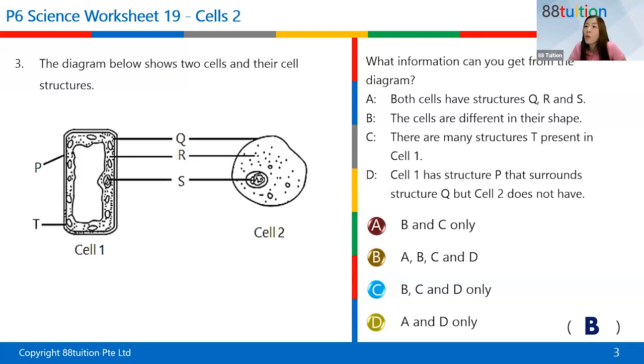This is question 3. Some of you actually got this wrong. If you look, both cells have structures Q, R, and S. Correct or not? So what is Q? Q is actually the cell membrane. What is R? Cytoplasm. And what is S? S is nucleus. And then what about T? What do you think is T? Can anyone guess?